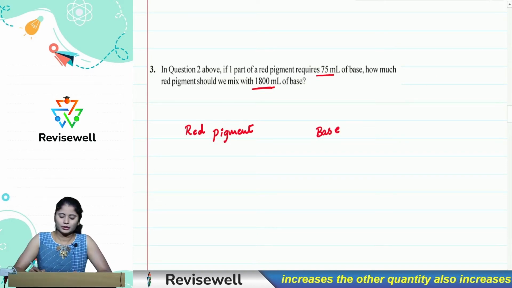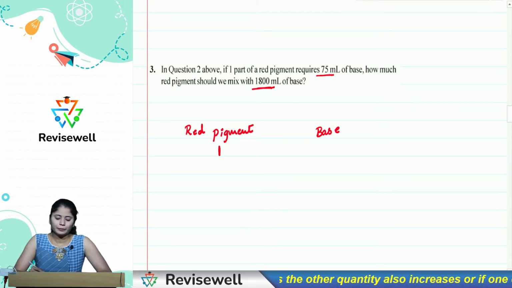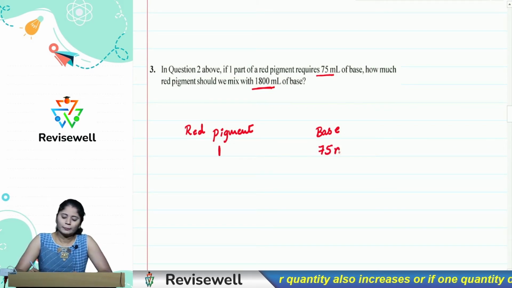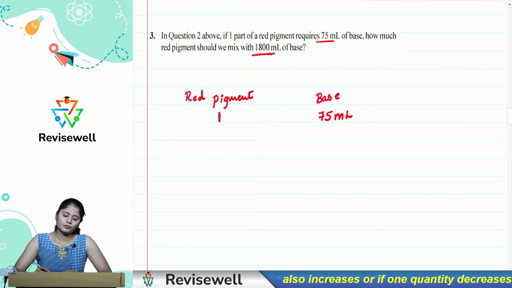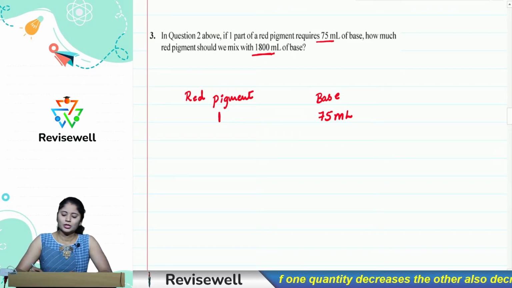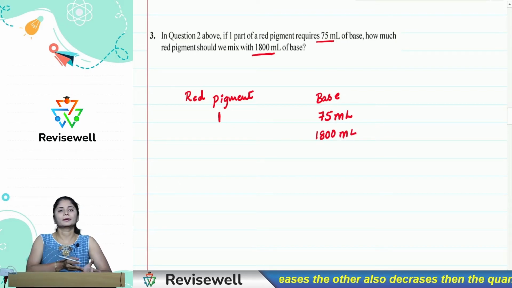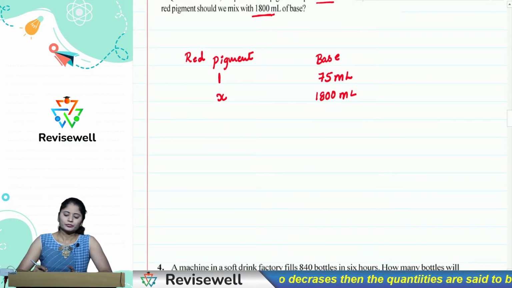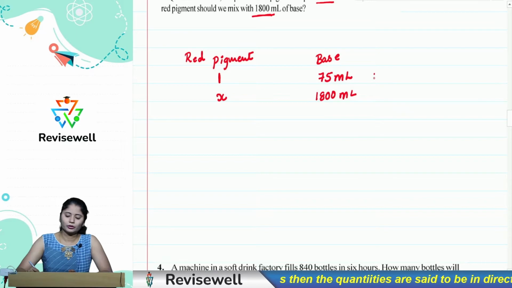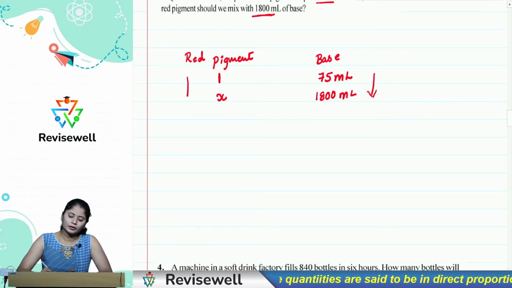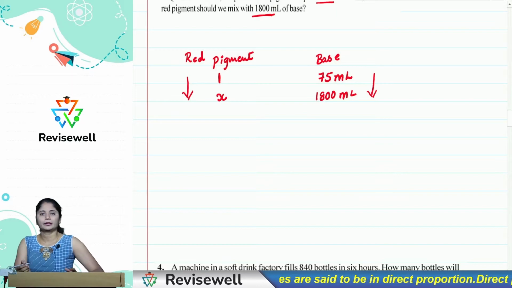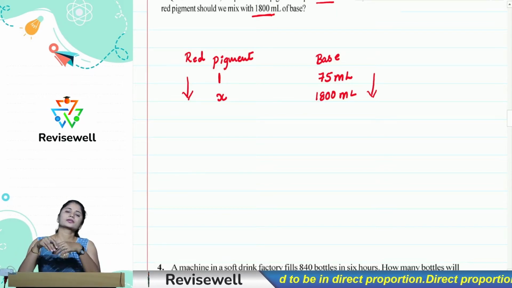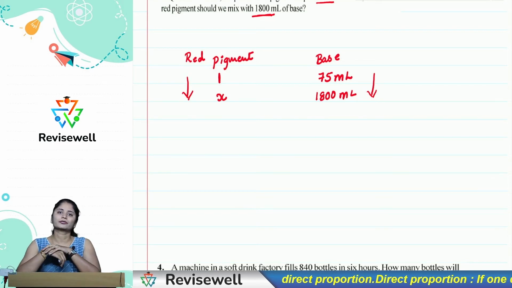So that is 1 part of red pigment requires 75 ml of the base. Now how much red pigment should be mixed with 1800 ml of base? So right under the base column, that is 1800 ml of base. What is the red pigment to be added? Let the red pigment to be added be X. Now they are already in direct proportion. That means when you increase the quantity of the base, you need to increase the red pigment. Suppose you decrease it, what happens? There will be a difference in the shade of the color.